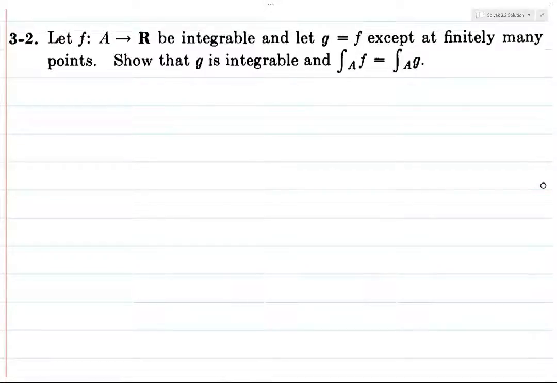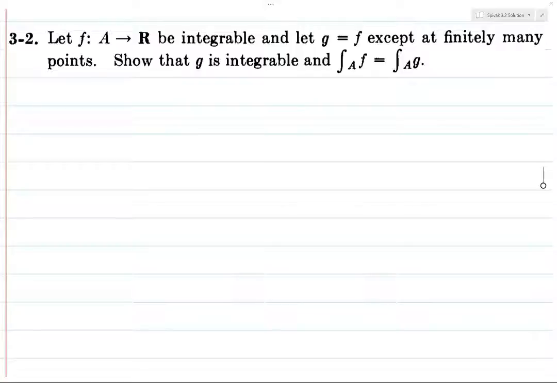Alright, so we have a function which is integrable and another function which is the same except at finitely many points. We want to show that this new function is integrable and in fact it has the same integral.